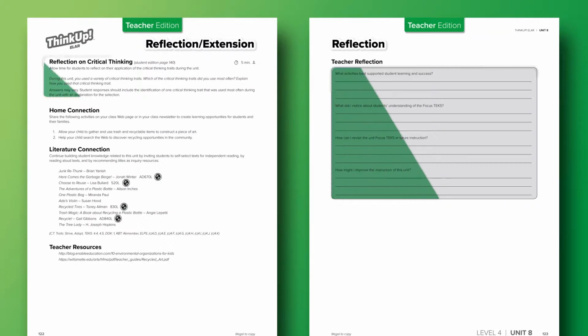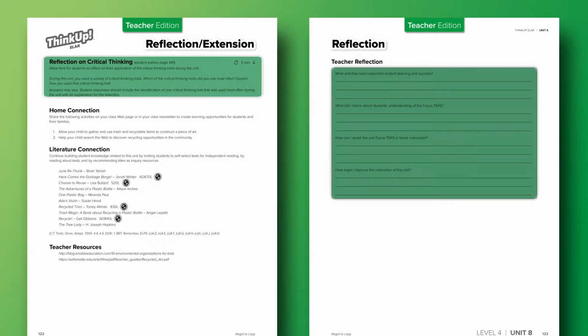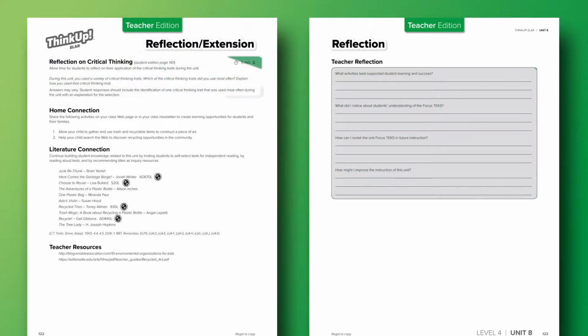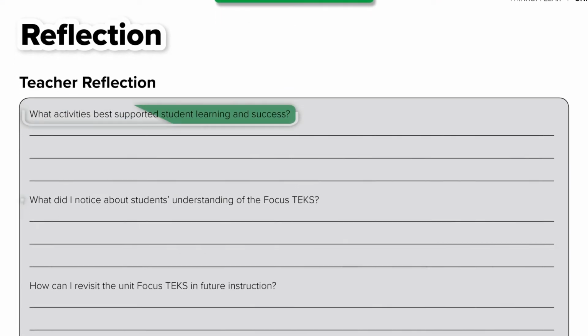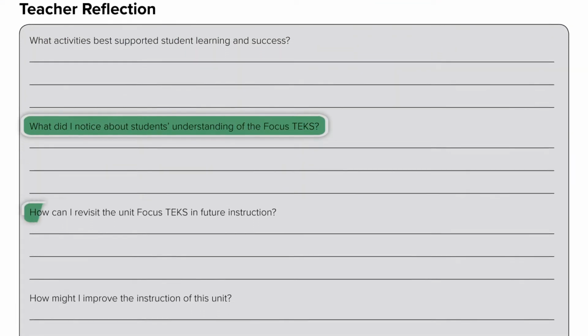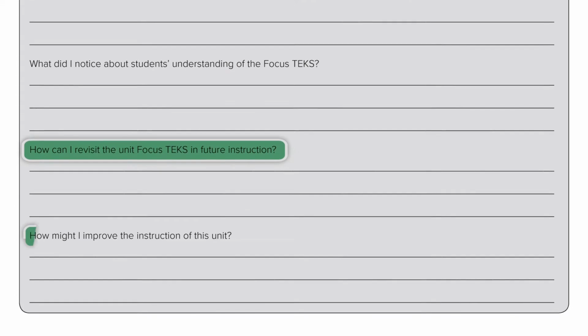There's also a reflection for you to evaluate what worked during the journey and what concepts may need to be revisited. Notice in this unit, you're asked to evaluate successful activities, student success, future opportunities, and potential improvements.